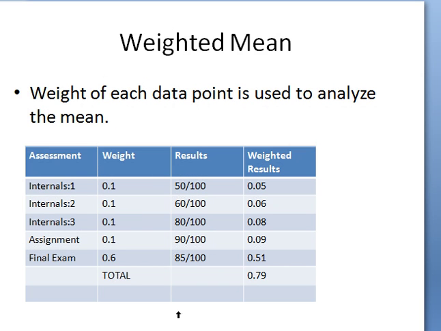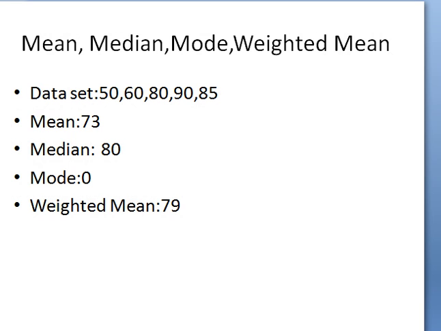Okay, so let us calculate the same marks with the mean, median and mode. See here, see the difference. For the dataset 50, 60, 80, 90, 85, these are the marks scored by students in internals 1, 2, 3, assignment and also the final exam. Mean would be 73, median would be 80, and mode you cannot calculate because there is no recurrence of the same single number, and the weighted mean will be 79.